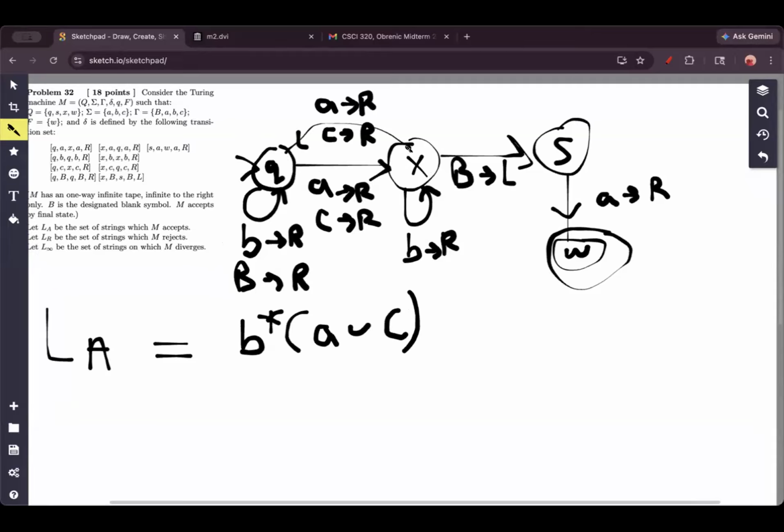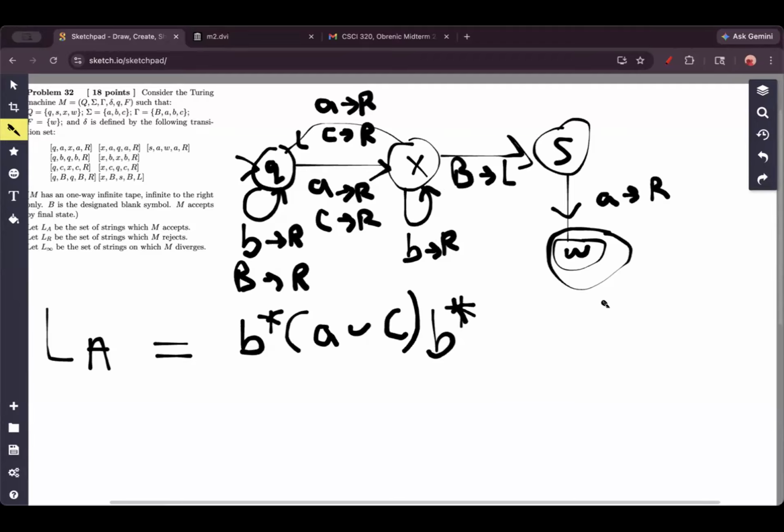And I do not want to, in X, go back to Q, because in Q I could diverge and I would have to see A, C again to go to X and then go to S and then W. So in X, I would only do B star over here. Right? B star. And then eventually, after this B star is done, I'm going to hit a blank.